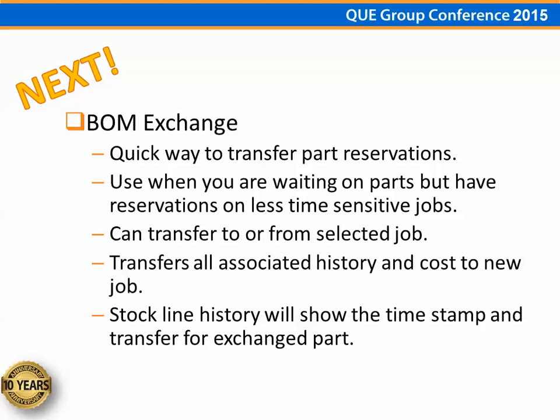The last item we're looking at is the BOM exchange. This is a really quick and simple way to transfer reservations between jobs. If you're waiting on parts for one job and you have a less time-sensitive job that you need to pull those from, this is a great way just to pull the reservations over so you can issue where you need them to be. You can transfer to or from selected jobs wherever you're at, and it transfers all associated history and cost to the new job. Stock line history will show the timestamp and transfer for the exchange part.